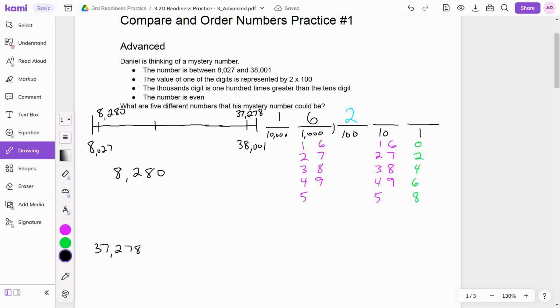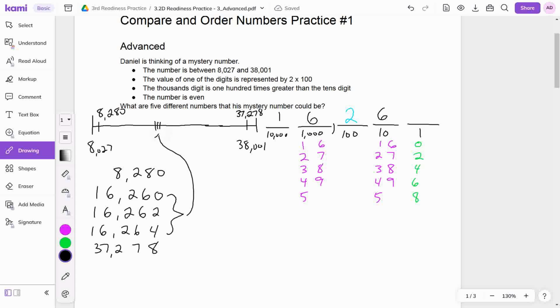So if my thousands is 6, then my tens has to be a 6. But what I can do here, watch, I can do 16,260, and then I could just change the tens digit, and I'm good, or the ones digit, right? So I can do 60, 62, 64. And that works because they are all following the clues. Now they all happen to be really, really close. And so I'm just going to kind of draw a little arrow for these three and say they go right there.